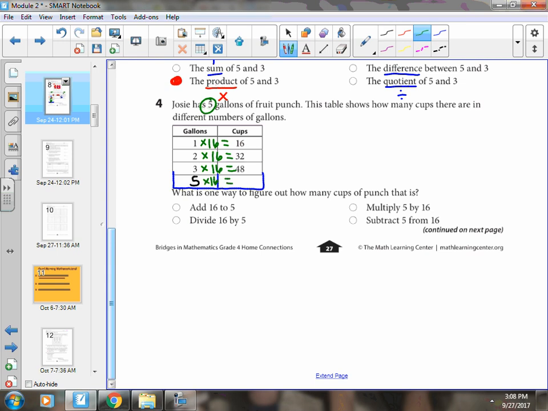5 times 16. Multiply 5 times 16. We don't have to figure out the answer, but let's go ahead and figure out the answer. 5 times 16, there's a lot of ways to do it. I might do 10 times 16, which is 160, and then cut it in half, which means 5 times 16 is 80. So 5 gallons would be 80 cups.